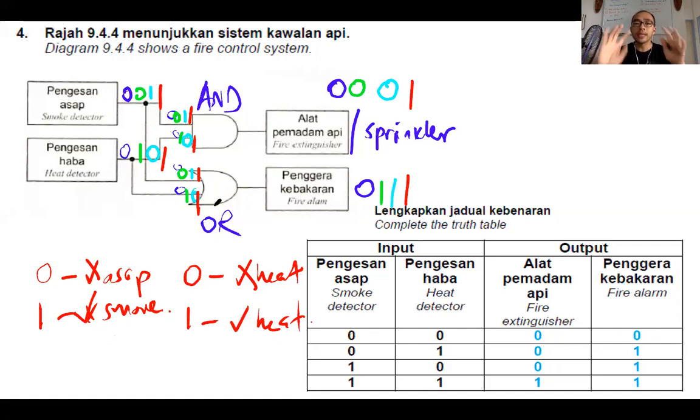But now the thing is this. For this particular section, yes, you should know what the logic systems are. But I have not seen one. Saya belum lagi nampak.